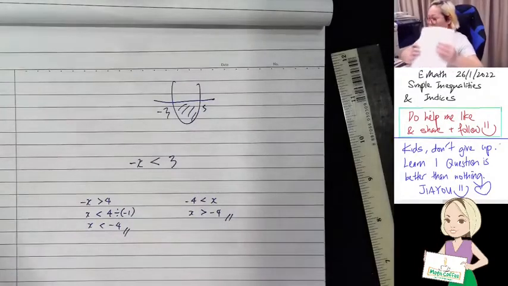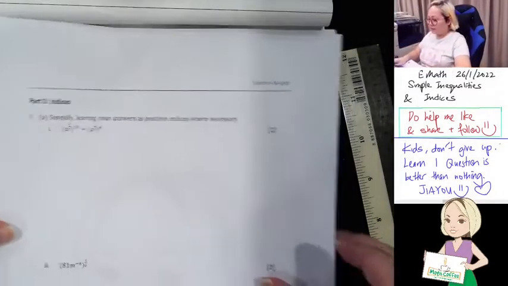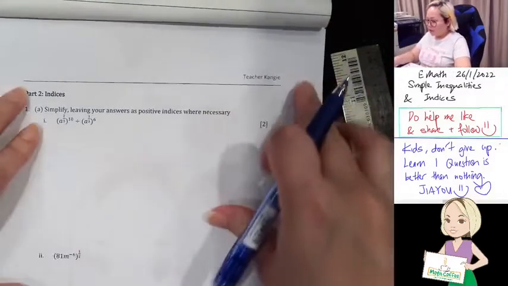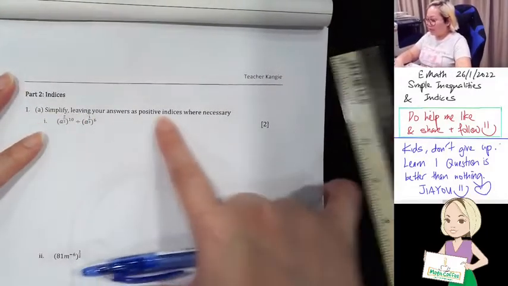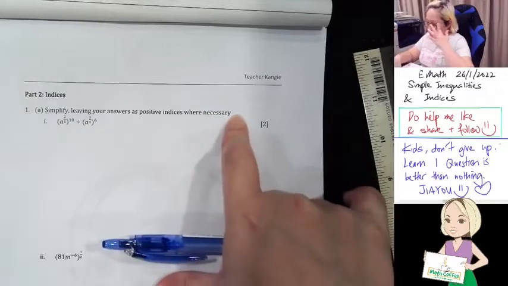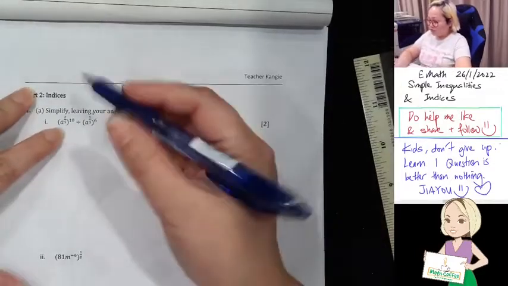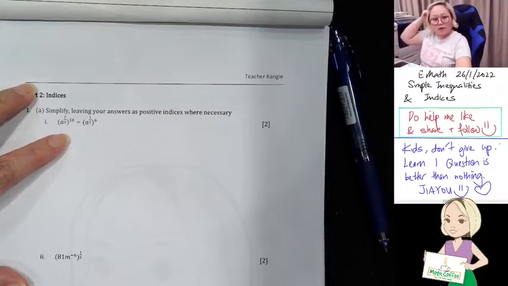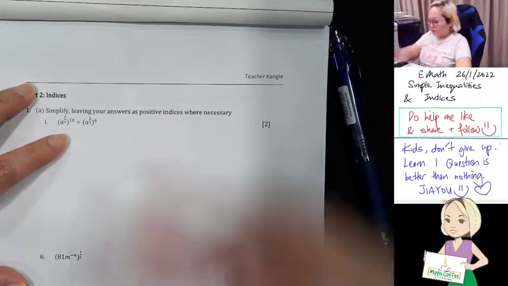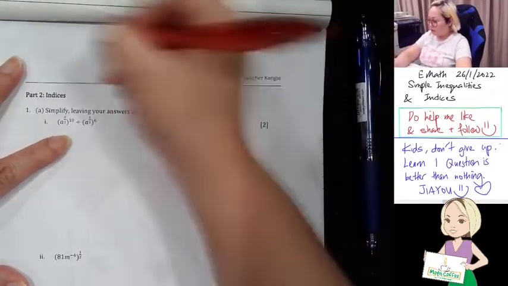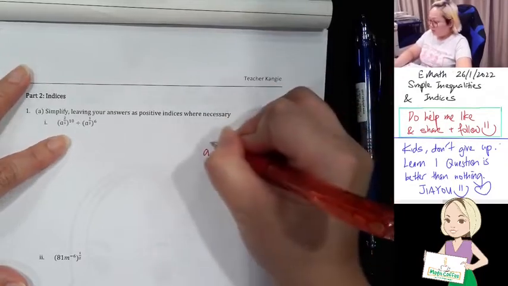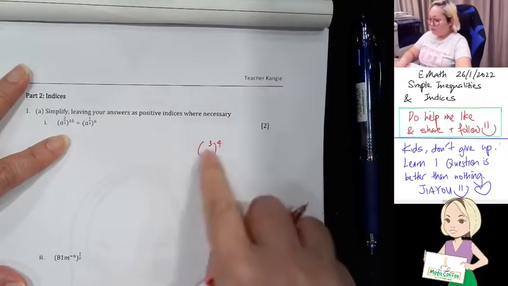Okay, so let's move on to indices. They say simplify, leaving your answer as positive indices when necessary. Okay, so let's do this. One rule over here, I'm going to talk about a few rules. So when we have, I'm going to write at the top now, right here, a^3 to the power of 4.